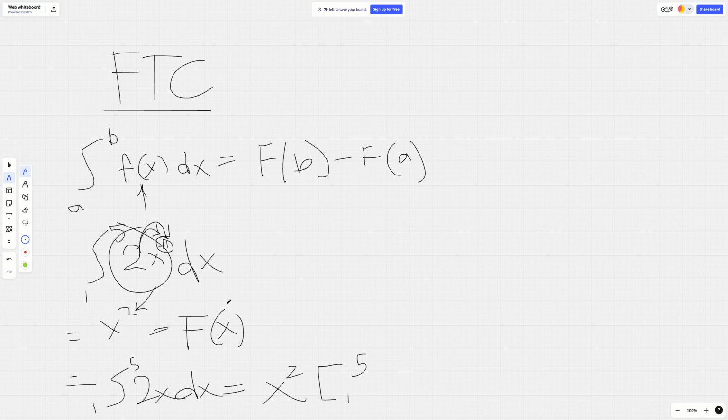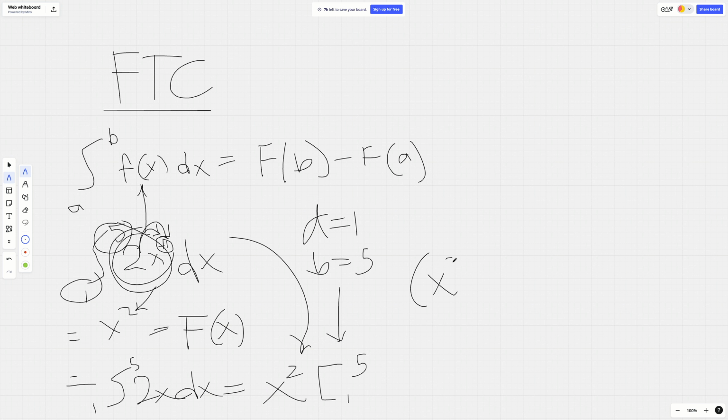And so now we've already got the first part out of the way. We've already found the integral of 2x. That's nothing but x squared. And now we want to plug in our two endpoints, the a and b values 1 and 5, where a is equal to 1 and b is equal to 5 in this case, into our antiderivative, which again is x squared. And so we're going to plug in 5 for x squared, and subtract from that x squared of 1.